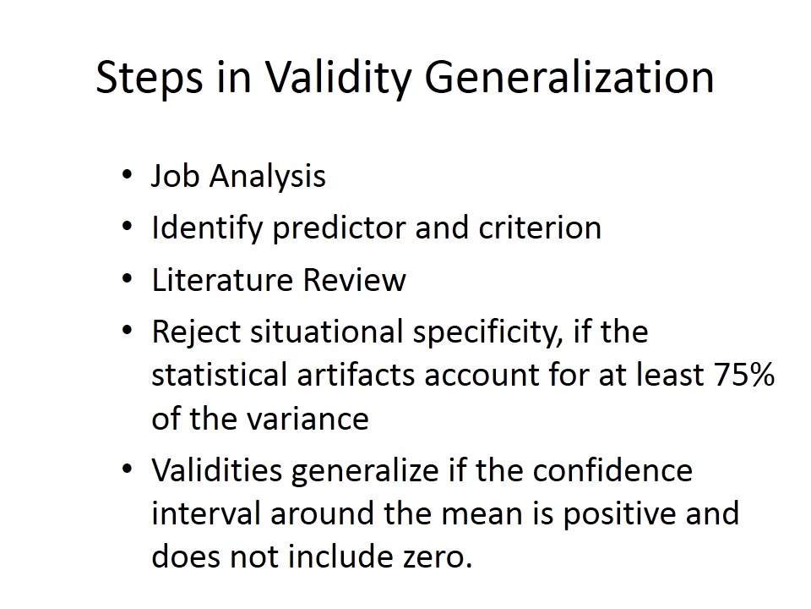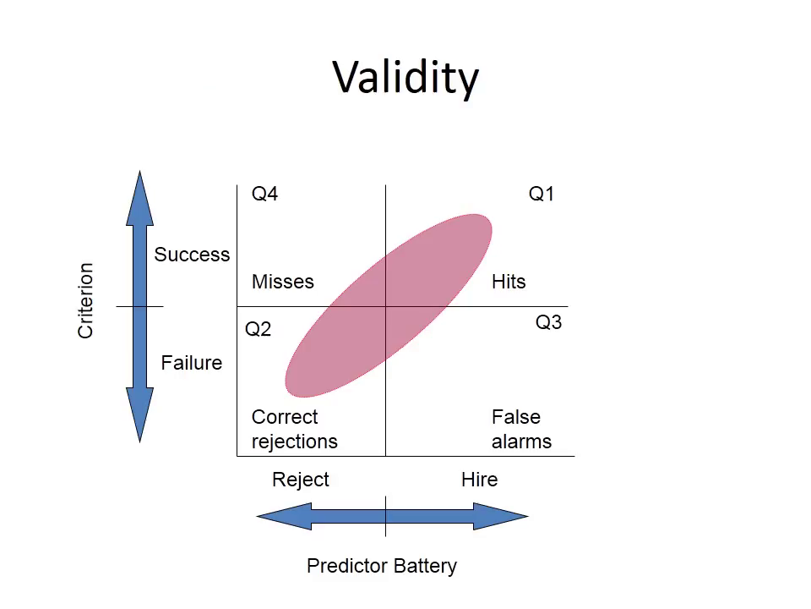Now, you will occasionally run across a validity generalization study that fulfills the last requirement, but does not necessarily account for statistical artifacts of at least 75%. This is a rule of thumb, and some people will play a little fast and loose with it. So again, this is getting to that idea that the higher our validity, the better the relationship is going to be between the criterion and the predictor battery.